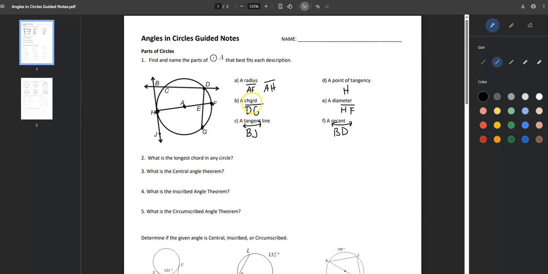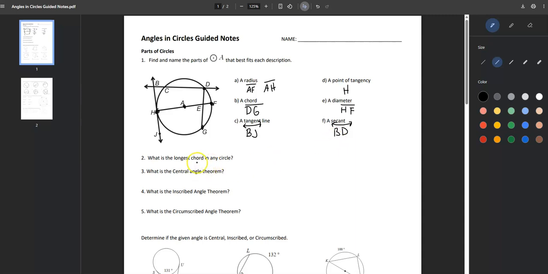A chord is a line segment that has both endpoints on the circle. Tangent is a line that keeps going that intersects the circle at one spot. And that point is the point of tangency. The diameter cuts through the center and has its endpoints on the circle. And then a secant is a line that goes through the circle and keeps going.